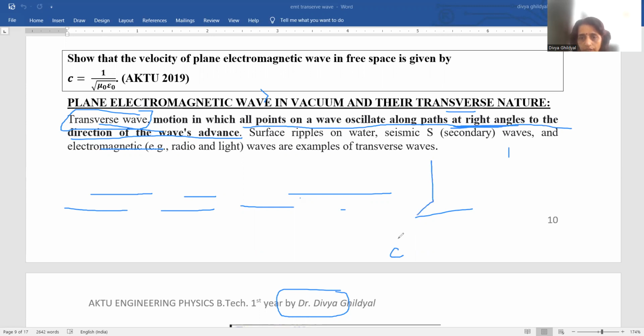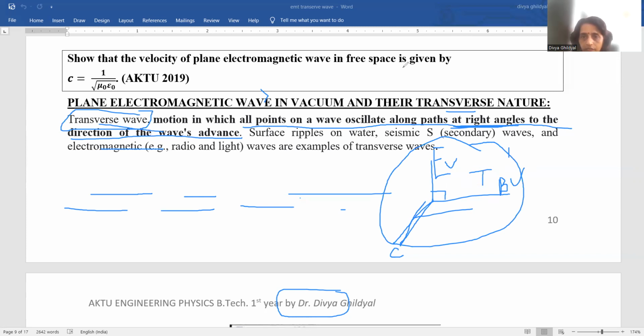Now you recollect what I told you in my previous lecture regarding the EM wave. This is my electric field vector and this is my magnetic field vector. They both are traveling perpendicular to each other, and these two are perpendicular to the velocity of light. So obviously it will be labeled as a transverse wave, because the components are perpendicular to each other.